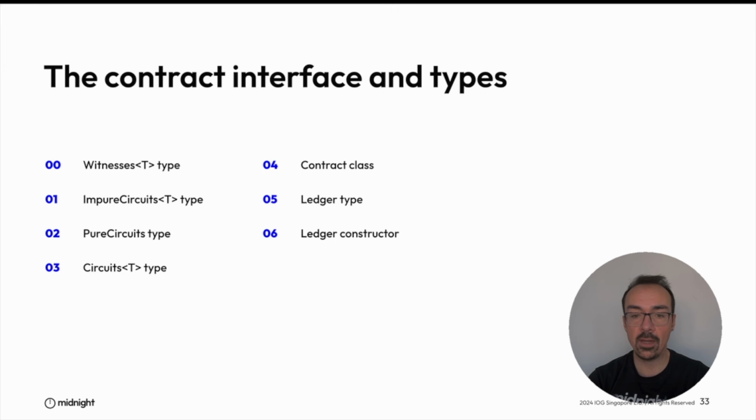There is a contract class, so that's a very important one, and that's the one that you're going to use to interact with the contract. There's also a ledger type, so all the values that you use in your contract as ledger values are going to be typed, and you can import these types into your application to make sure that you pass the right value, and you get the right value when you check the state of the ledger. And there's also a constructor function for the ledger.